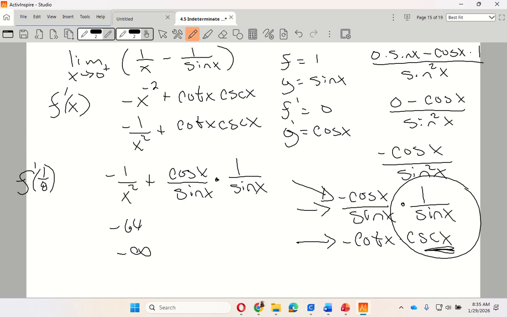Okay, let's go to this next one. As cosine approaches 0 from the right-hand side, that's getting closer and closer to 1. What about sine at 0? I can't have sine at 0, right? Again, I get smaller and smaller values on the bottom.